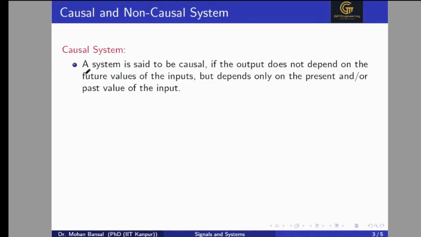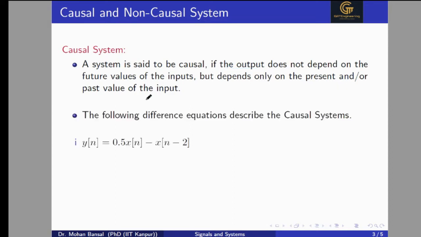A causal system is defined if the output does not depend on the future value of the input. It means that a system is said to be causal if its output depends only on the present and/or past value of the input. If the output of the system is defined by the future value of the input signal, the system will become a non-causal system. Here we have some examples of the causal system.